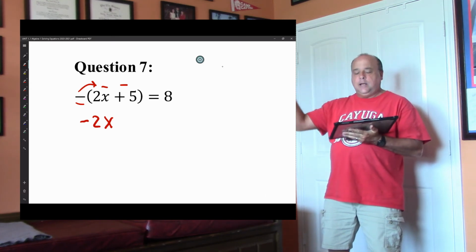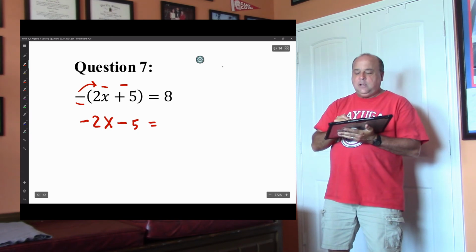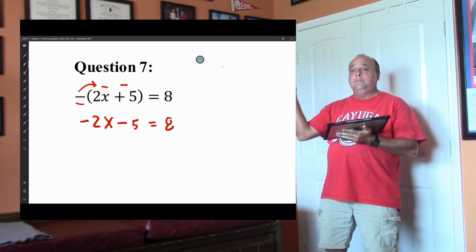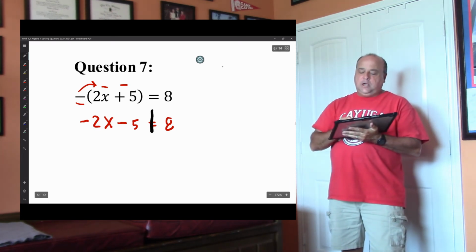Sign, number, letter. A negative times a positive is a negative, and our number is 5, equals 8. So basically, the 2x and 5 just switched signs, didn't they? That's what happens when you distribute a negative. Draw a bar through the equal sign.